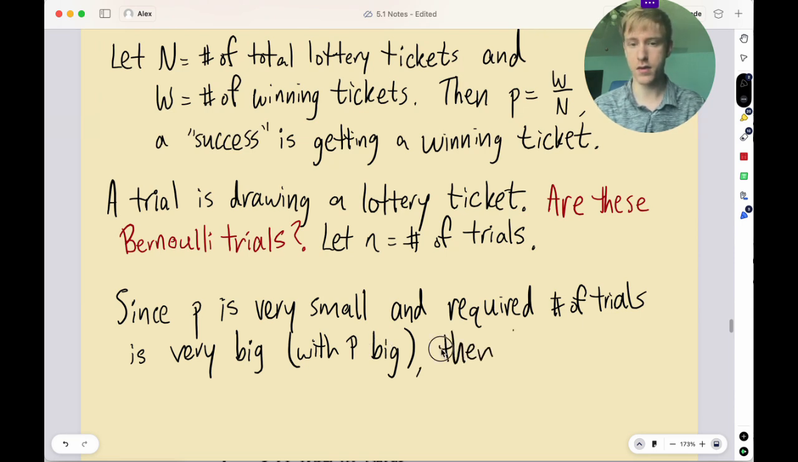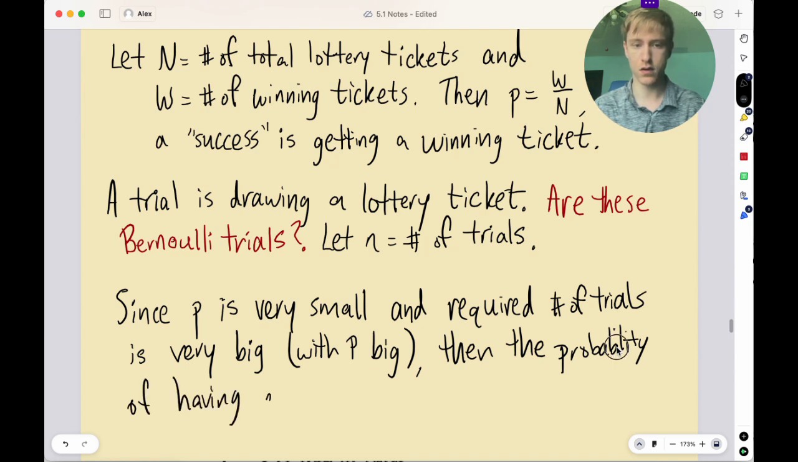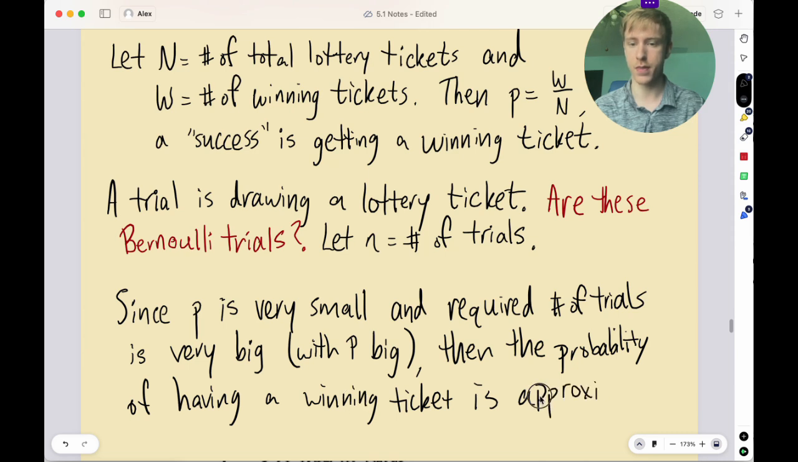Then we can say that the probability of having a winning ticket is approximately what? What kind of distribution would that be?